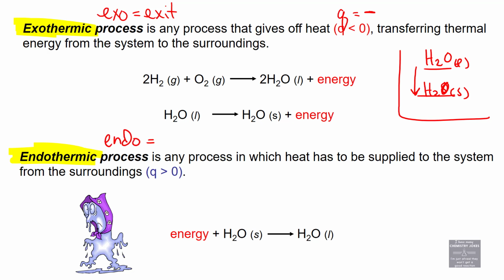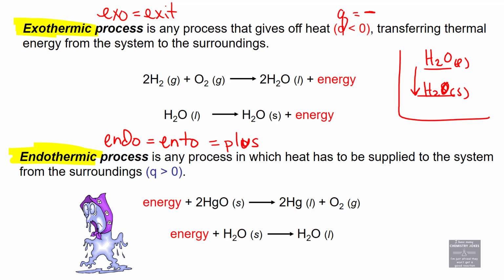Endo means into. Yes, I realize I spelled that wrong, but I did it on purpose because it helps me remember it. Endo means into, and that has a positive sign. Q has a positive sign. So here are two endothermic reactions. Energy is added to this mercury oxide to become liquid mercury and oxygen gas. In the same way, energy must be added to ice in order to melt it to become liquid water.